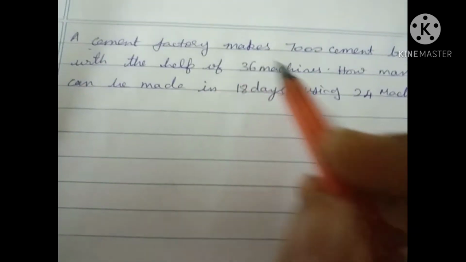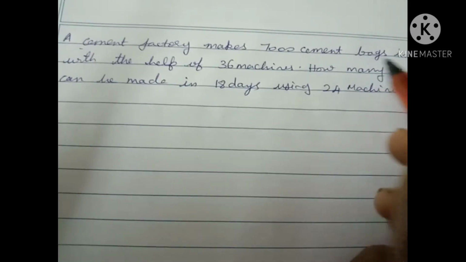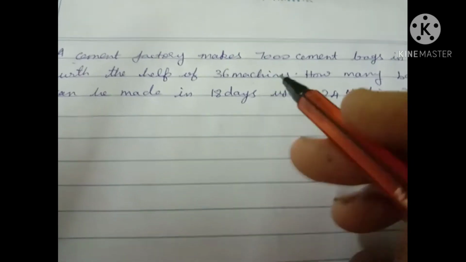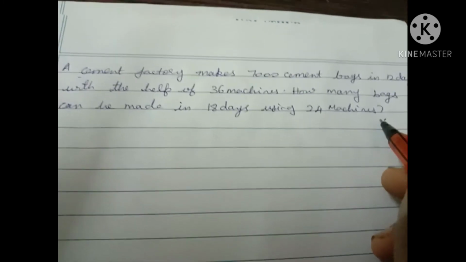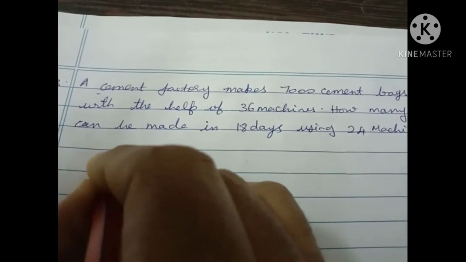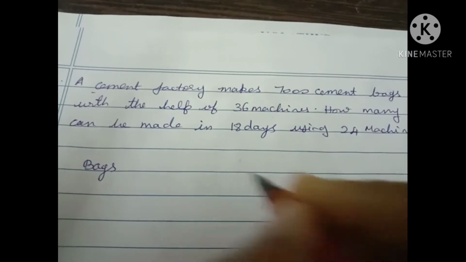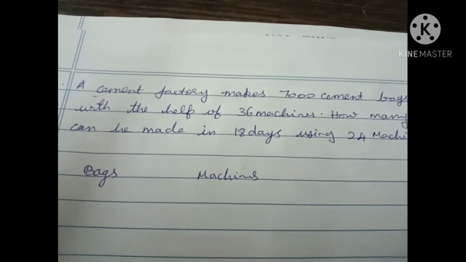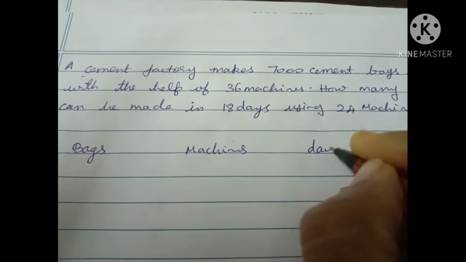Third question. A cement factory makes 7,000 cement bags in 12 days with the help of 36 machines. How many bags can be made in 18 days using 24 machines? So here bags, machines, days.